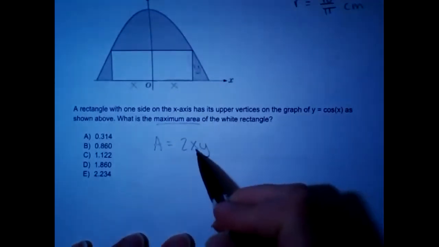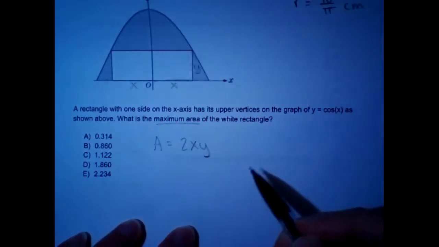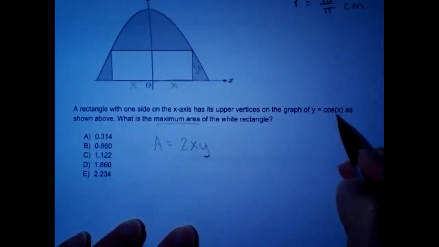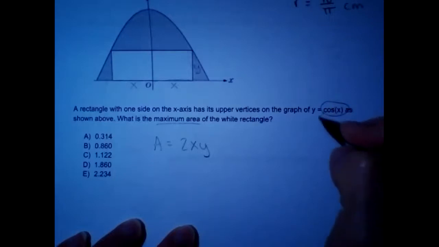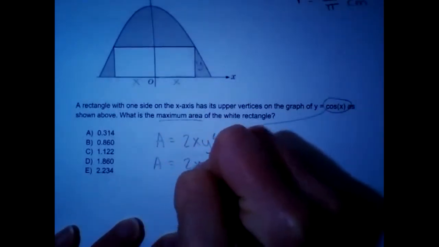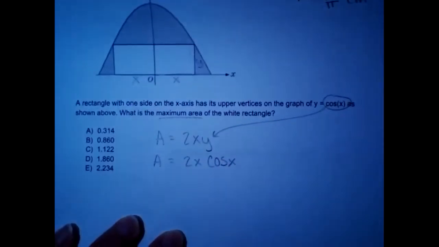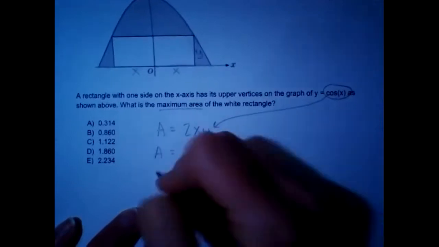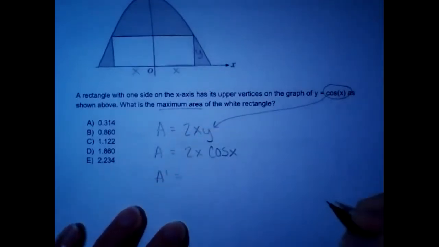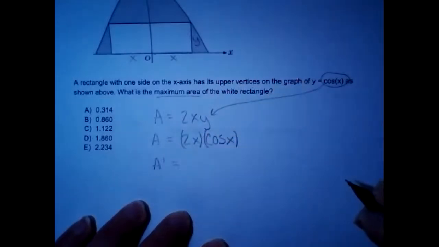And so the problem is we have two variables. We have an x and we have a y. So we have to substitute one of them out. And they gave us y equals cosine of x, so that's going to get substituted in for y. So I took out y and I put in cosine of x. And now its derivative equals 0. Now I have two separate functions here. We have 2x and we have cosine of x.